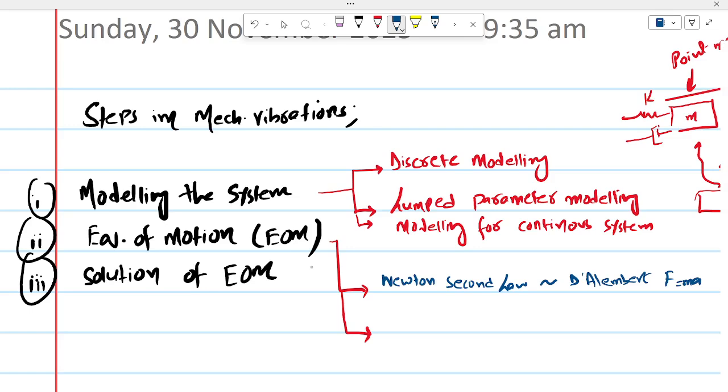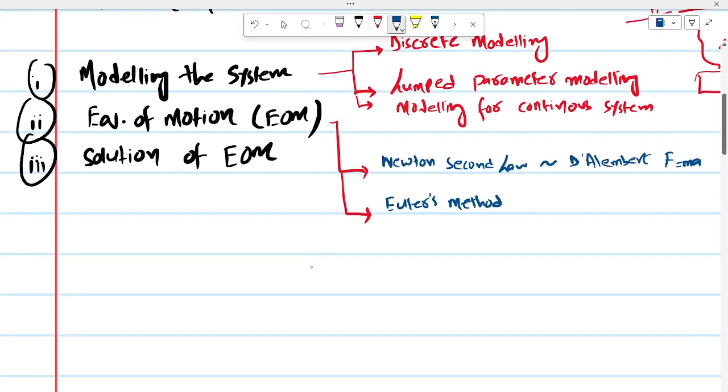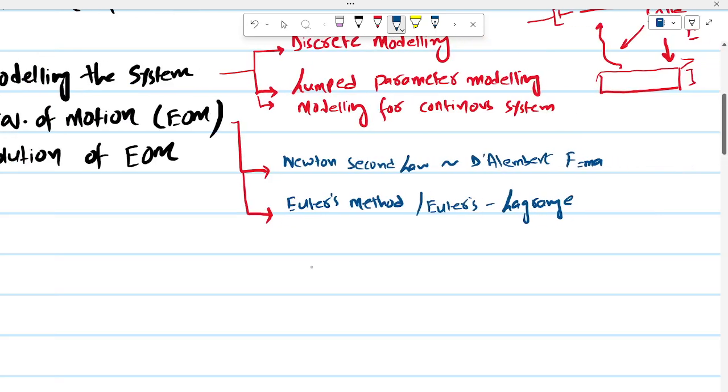Another approach is called Euler's method, and every method has its significance and some limitations. It is also known as Euler-Lagrange. I think he was a French physicist. The Lagrange method.